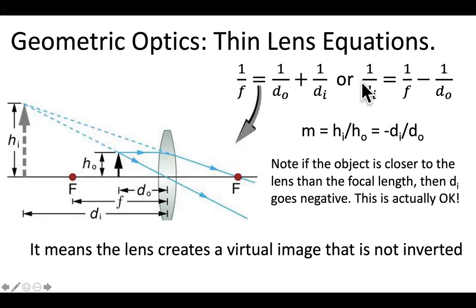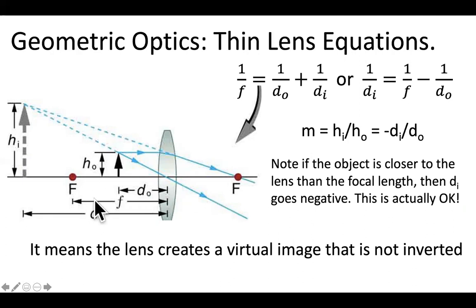See, 1 over the distance to the image is 1 over the focal length minus 1 over the distance to the object. Now, if the object is far away, d naught is big, then di is positive and everything is fine. But if d naught is smaller than f, then 1 over d naught is bigger than 1 over f. So this is bigger than this, and di becomes negative. That's actually okay.